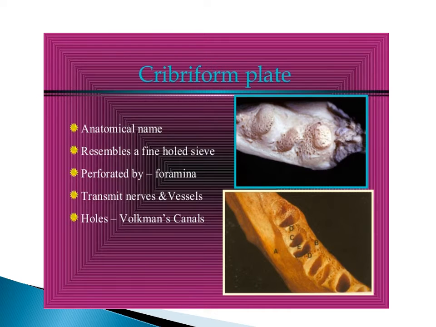Now the cribriform plate is the anatomical name for it. See it in the pictures, see how the bone looks perforated. It resembles a fine-holed sieve perforated by foramina, and transmits nerves and vessels. The holes are Volkmann's canals, we call them Volkmann's canals.